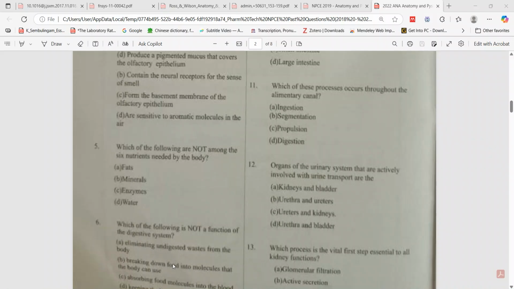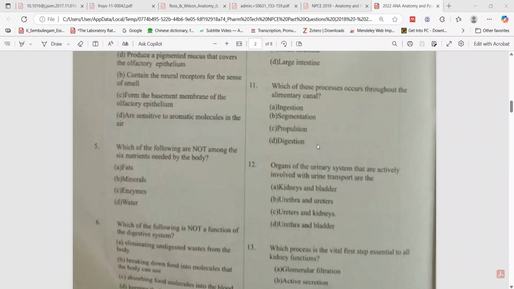So, segmentation? No. The answer is propulsion. A similar term is peristalsis. Peristalsis involves the movement of food from one place to another. All right, so next question.